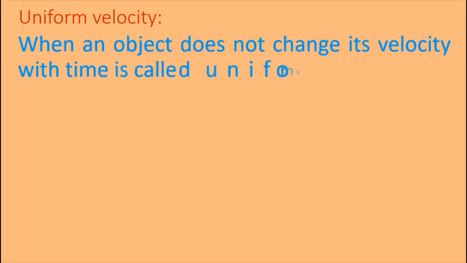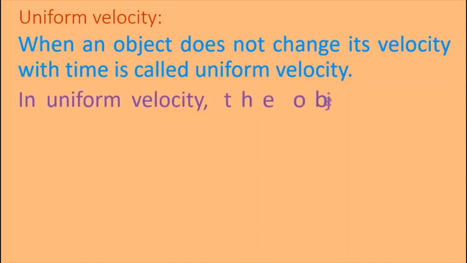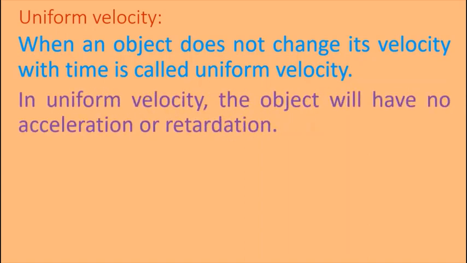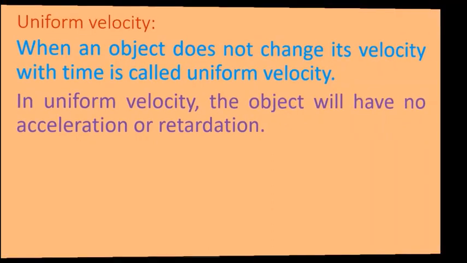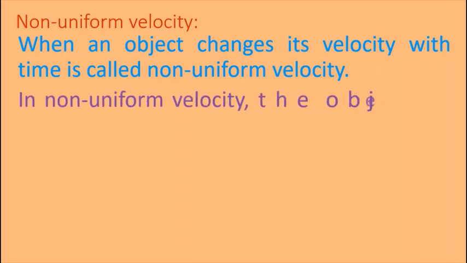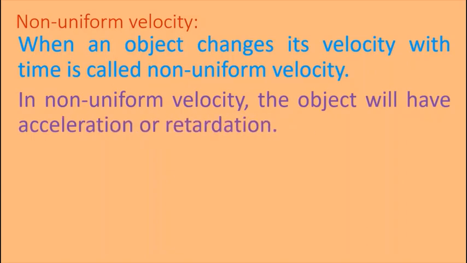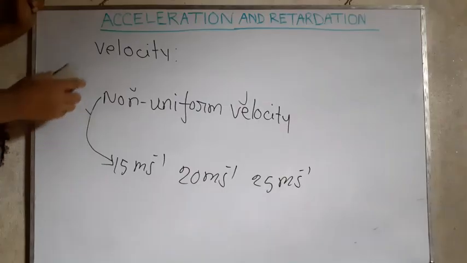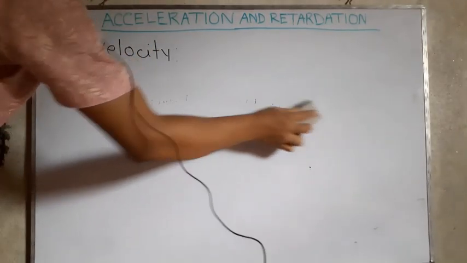Uniform velocity: when an object does not change its velocity with time, it is called uniform velocity. In uniform velocity, the object will have no acceleration or retardation. Non-uniform velocity: when an object changes its velocity with time, it is called non-uniform velocity. In non-uniform velocity, the object will have acceleration or retardation. Now we will discuss acceleration.